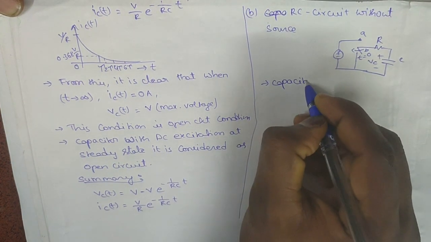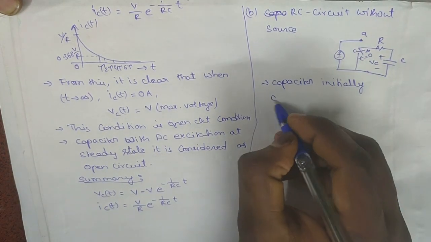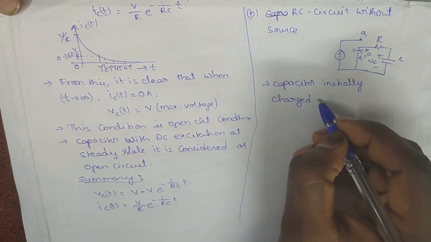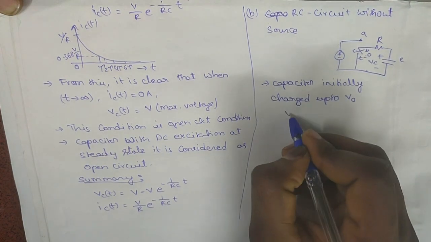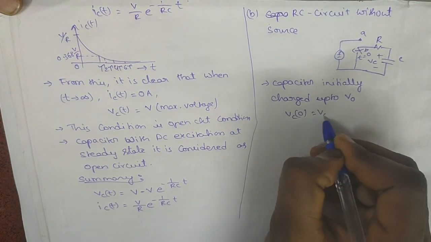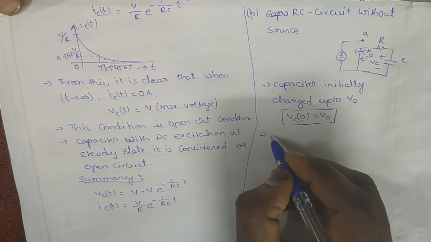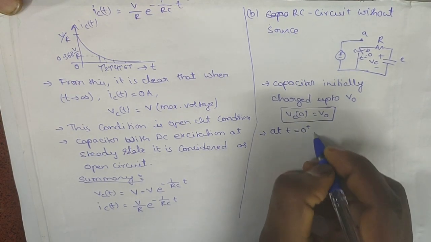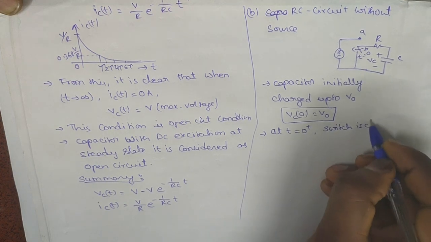Capacitor initially charged up to V naught. So Vc of 0 is equal to V naught. Now at t is equal to 0 plus, the switch is closed.